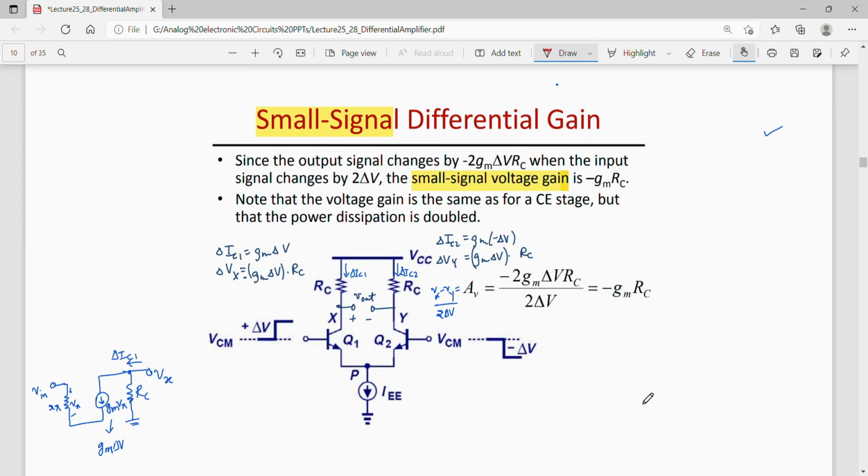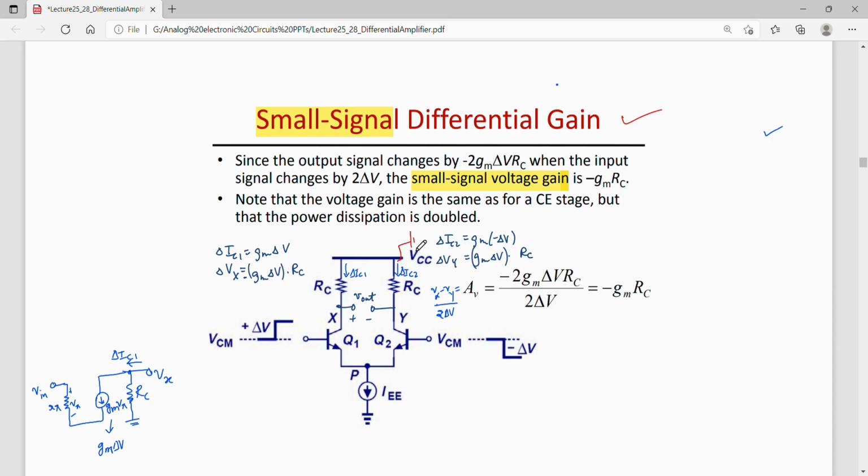Now one can also find out the small signal differential gain of this circuit. For finding the small signal differential gain, one has to short all the independent sources to ground. So this VCC will be shorted to ground. Similarly, this tail current source will be open here and this will be shorted to ground.